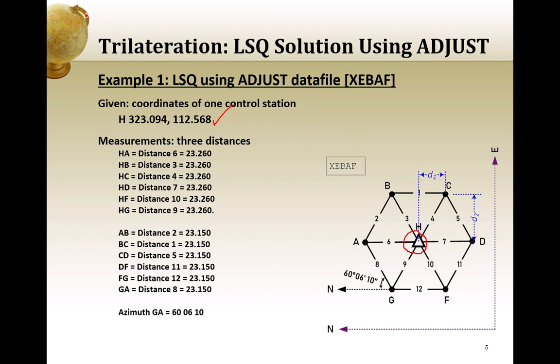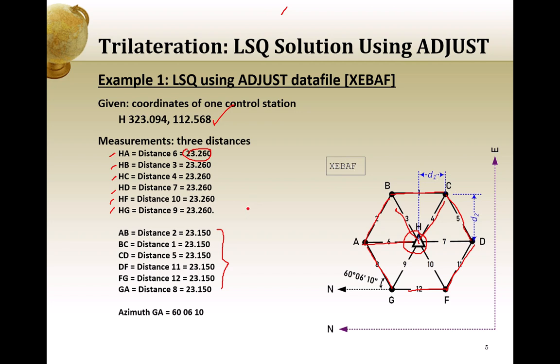So what do we have? We have measurements of the distances: AB, BC, CD, DE, FG, and GA. These distances were 23.15. And the radial ones, from H to A, B, C, D, F, and G, which are HA, HB, HC, HD, HF, and HG, were 23.26. So these are all distances, and they are in meters. What else?